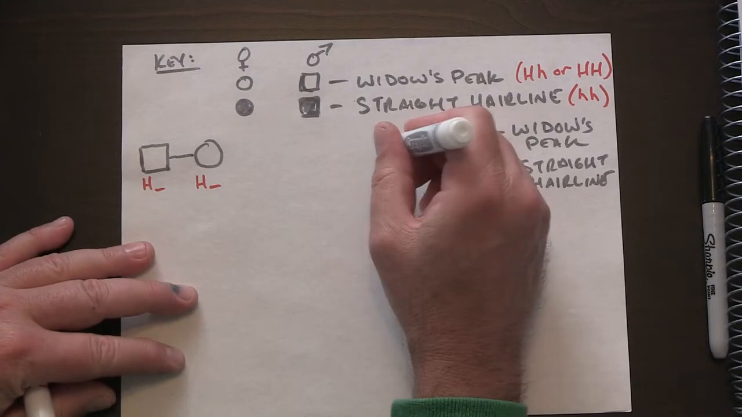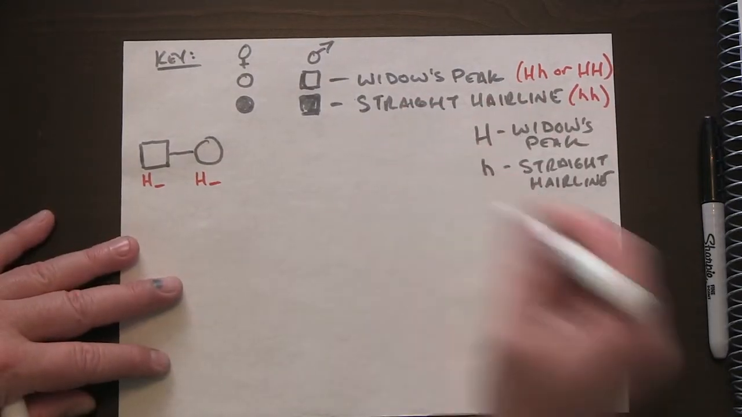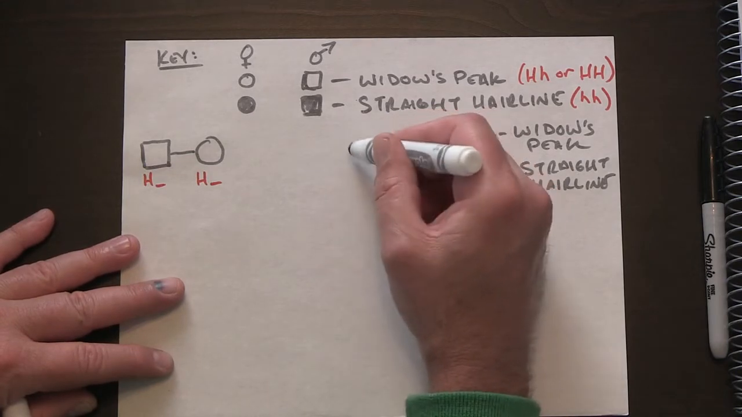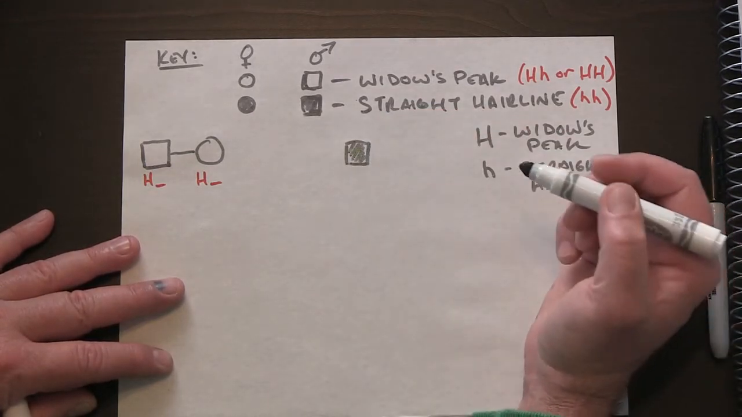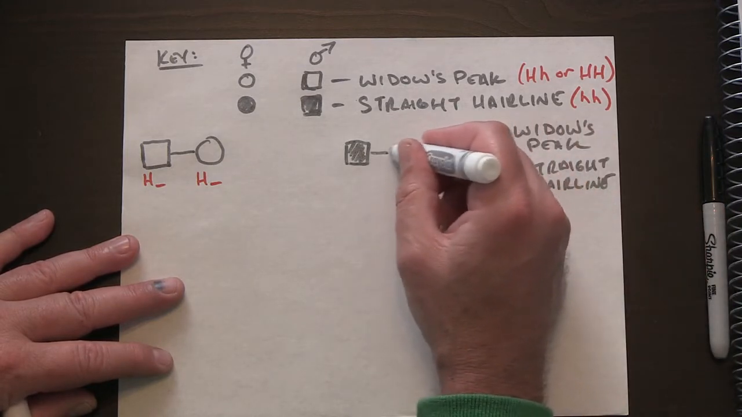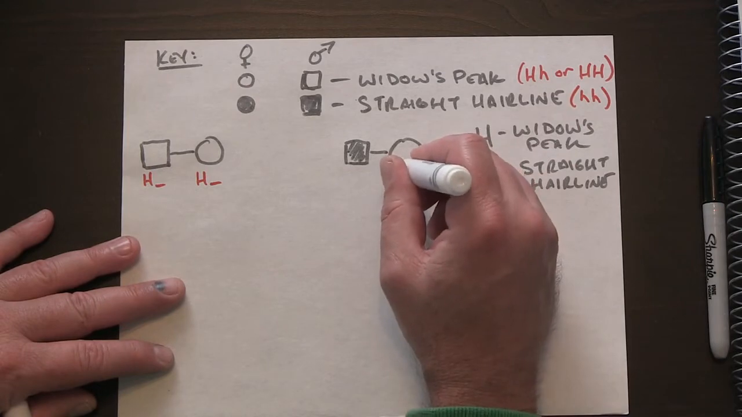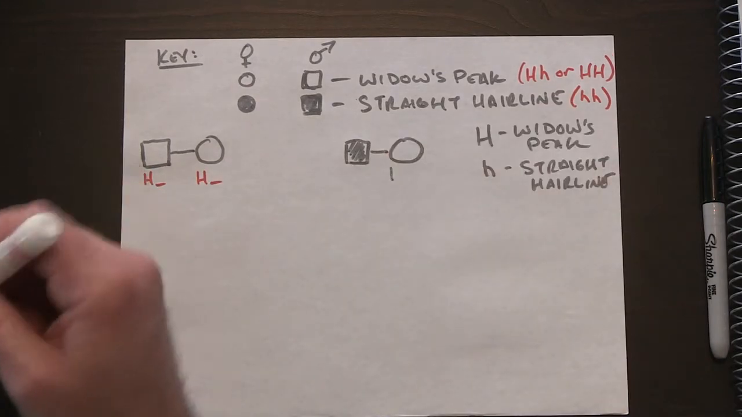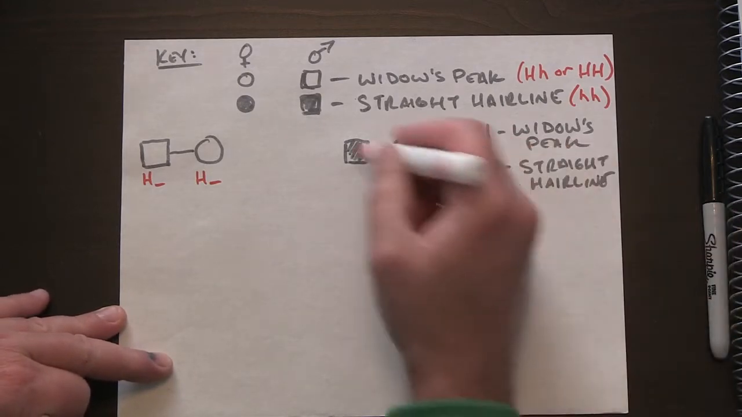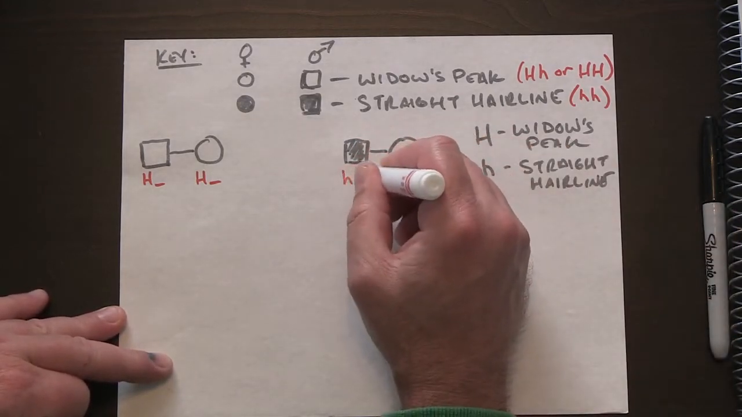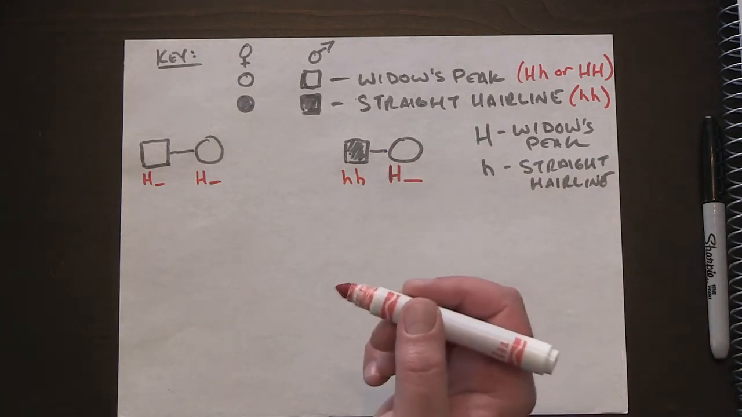And here's the other family that eventually we're going to have a mating down here. Spoiler alert. Here's a male with a straight hairline, got a wife who has a widow's peak. So again, her genotype, we don't know. His, we do, right? It's got to be little h.